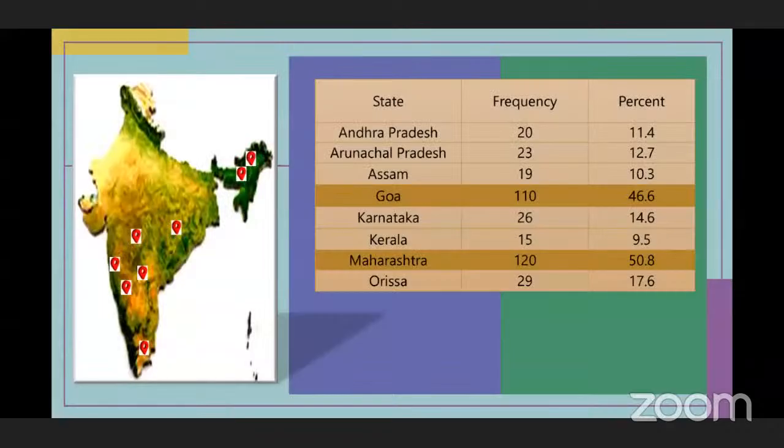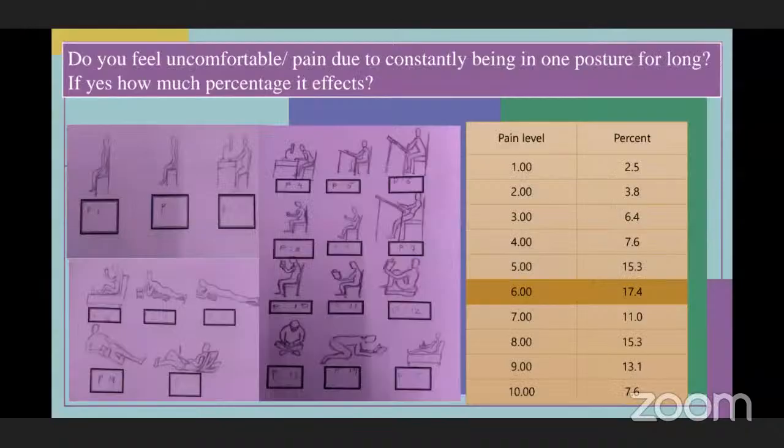Now, as our survey had reached all over India, Goa and Maharashtra only have shown 46.6% and 50.8% of effect due to online lectures on reduced physical activities as well. Now, these are some questions which we shared in our Google Form. First was, do you feel uncomfortable pain due to constantly being in one posture for long? These are some postures and positions which we adopt when we are in comfortable mode. According to it, 17.4% of the population adopted position number 6, as we can see in the diagram.